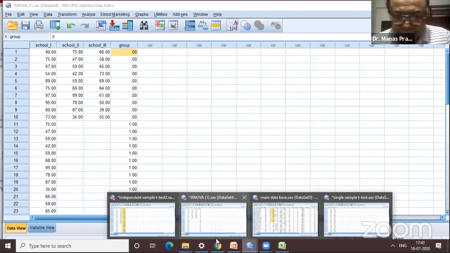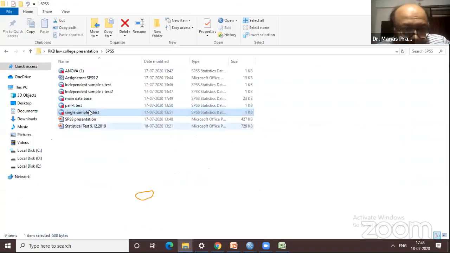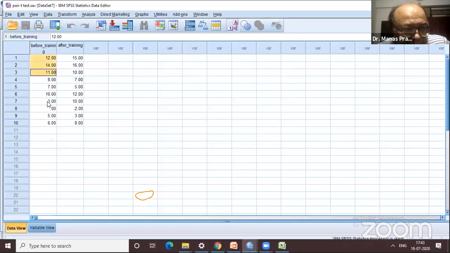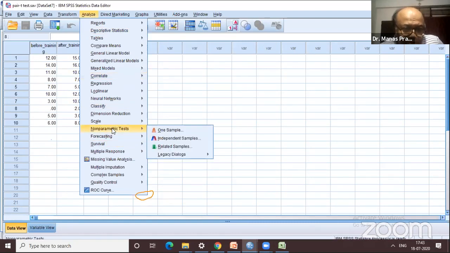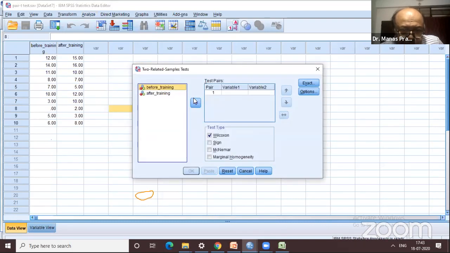So for this, I have to, this is the paired t-test, I am using the same data. So the data is the same. This is the scores before training of the students, and the scores after training. So go to Analyze, Nonparametric Statistics, Legacy Dialogs, Two Related Samples. Okay, two related samples. Then select before training, select this here as after training, and Wilcoxon is there. So it is clicked.